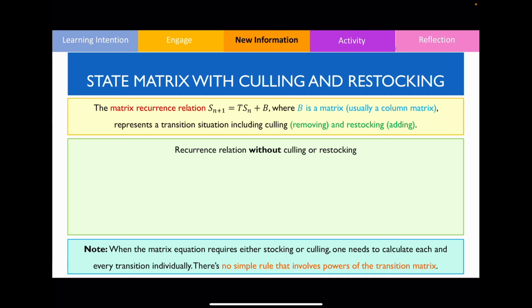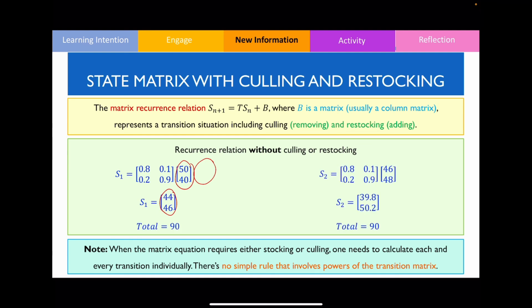On this slide over here, I'm going to show you again the recurrence relationship which does not involve culling or restocking whatsoever. We know that this doesn't involve culling or restocking because you're not adding a column matrix. So if you were to find out S1, notice that the total amount over here is going to equal 90, which is the same original amount we started off with in our S0. Similarly, if you want to find out the value of S2, notice that the total amount doesn't change whatsoever.